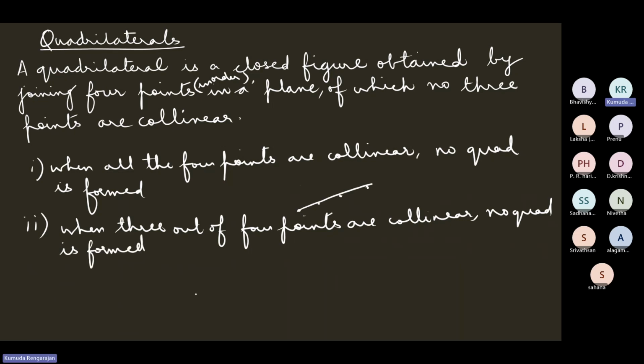When 3 out of 4 points are collinear, like say 1, 2, 3 like this, the 4th point is away. So when you connect, you get a triangle, not a quadrilateral. So when 3 out of 4 points are collinear, no quadrilateral is formed.